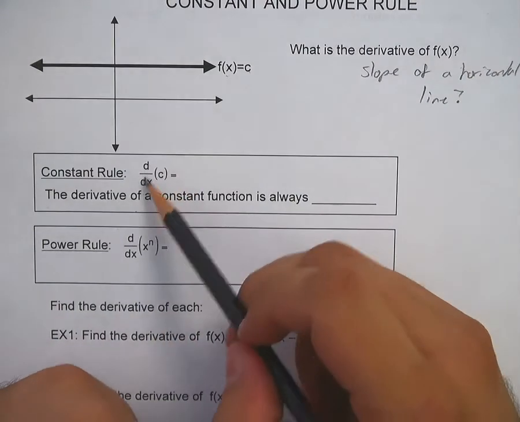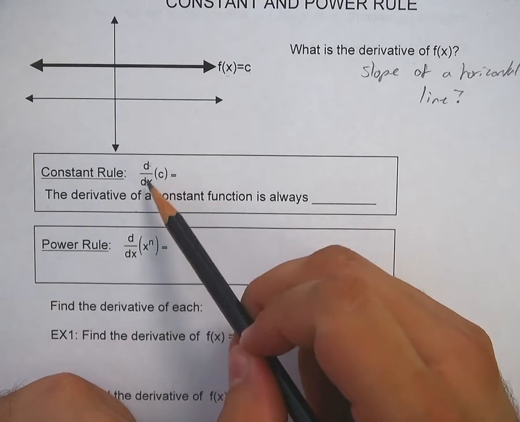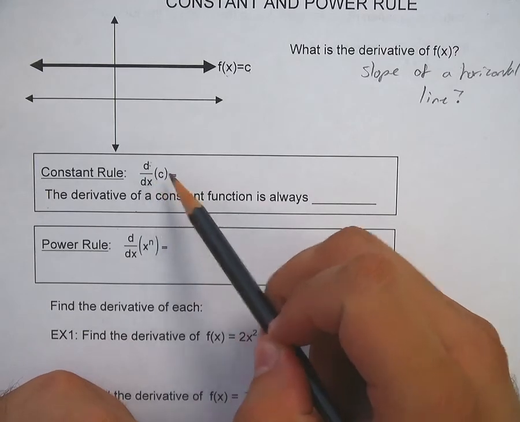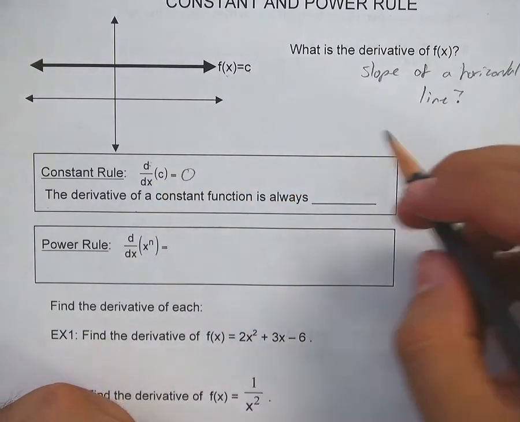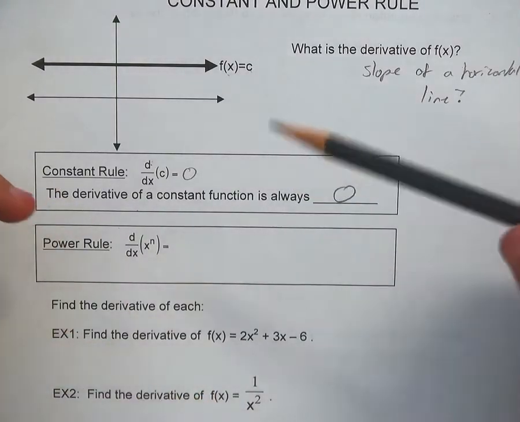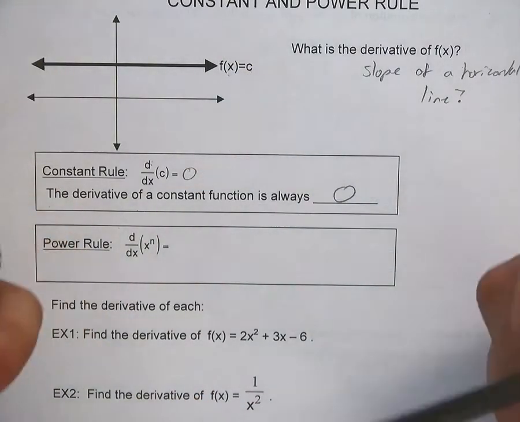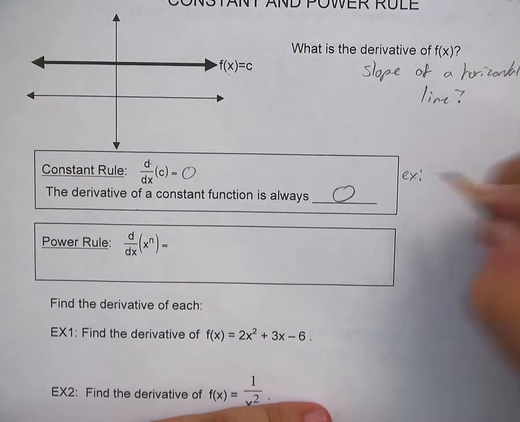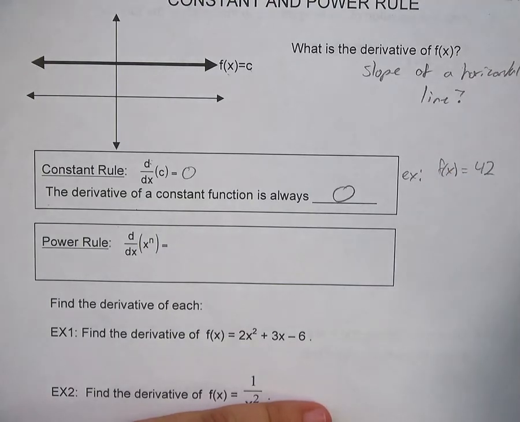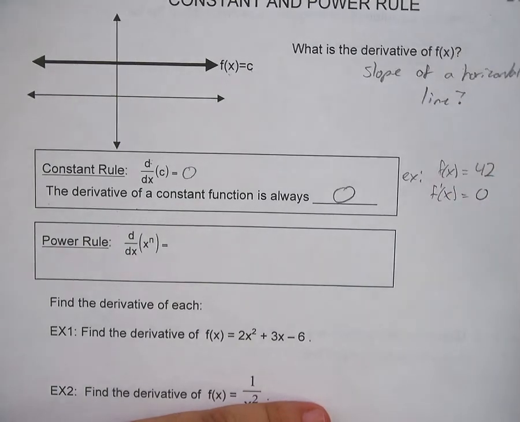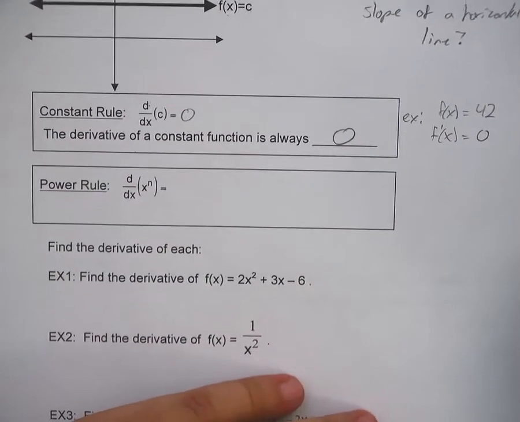So the constant rule, remember, d over dx is a derivative with respect to x. So dy over dx, the derivative of a constant is always going to be zero. A constant number is just a flat line. So the derivative of a constant will always be zero. A couple of examples of that. If you had f of x is 42, then f prime of x is zero, right? It's zero.